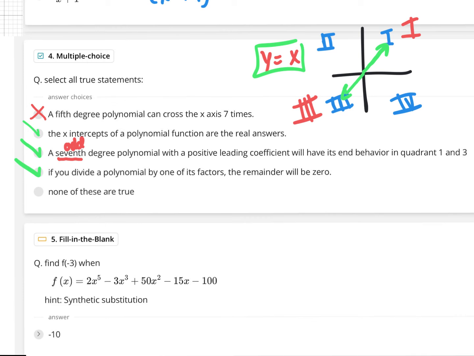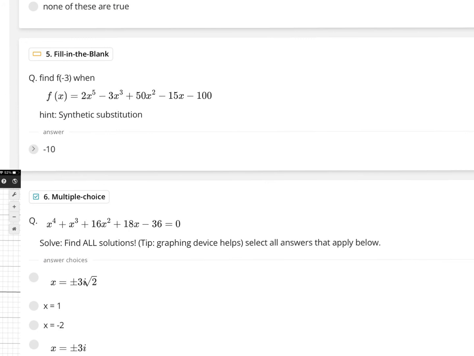Let's move on to question number 5. Find f of -3. You could manually plug in a -3 on all these, or you could use synthetic substitution. And they want you to plug in a -3. So put that -3 inside the box, and you need a list of your coefficients of every single power represented, from the highest down to the lowest, down to the constant.